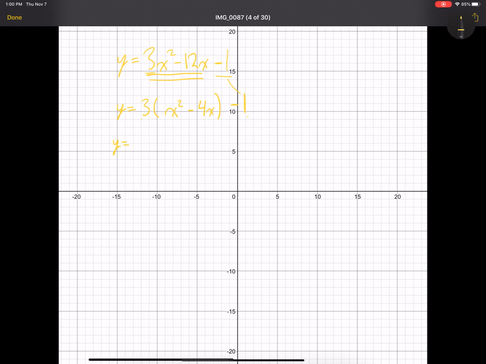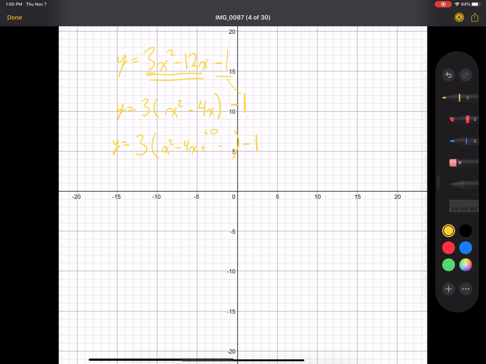Take that y equals 3. Put that minus 1 out there. And what I want here is kind of a perfect square. Whatever's in this bracket, we need a perfect square there. But there's a small trick to it. So how do I make this a perfect square? I have x squared minus 4x. I have to add and then subtract the same thing. Basically, I have to add 0. But what do I have to add and subtract?